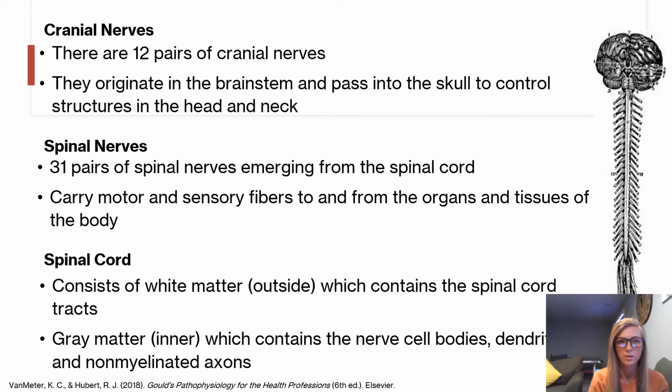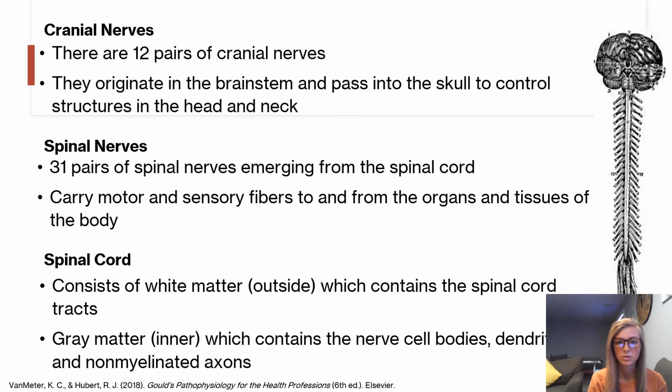Nerves are what carry the impulses from the brain to certain areas of the body. So there are 12 cranial nerves, or 12 pairs, and they originate in the brainstem and pass into the skull to control the structures in the head and the neck. The spinal nerves, there are 31 pairs of spinal nerves emerging from the spinal cord. They carry motor and sensory fibers to and from the organs and tissues of the body.